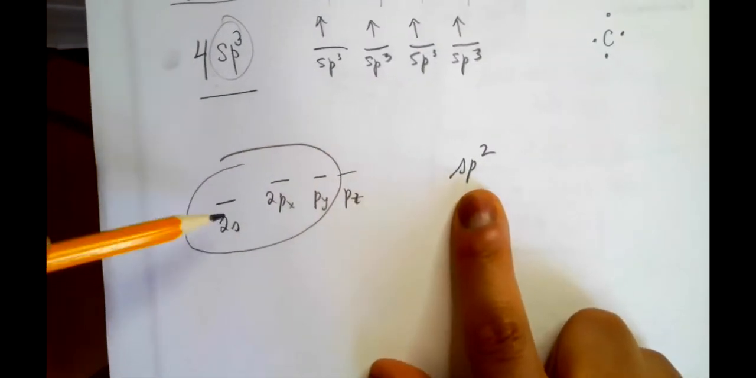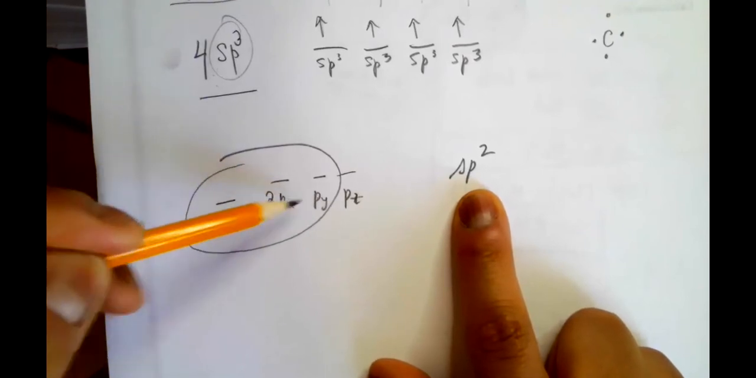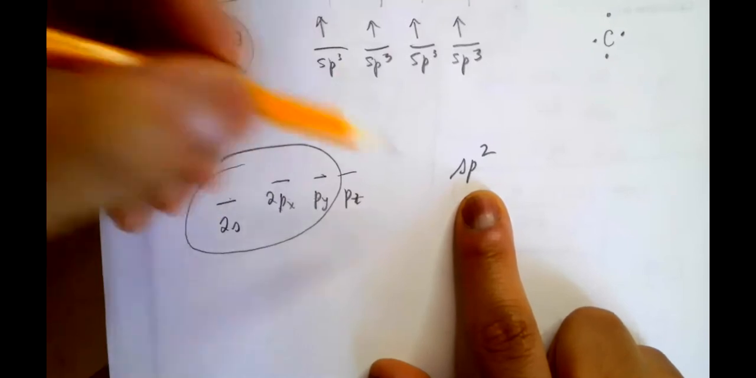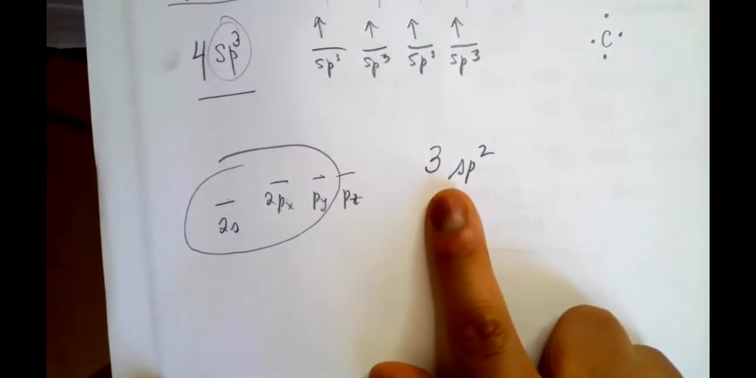So you will get what we call sp2 hybridization. Why is it called sp2? Because you're mixing the s with 2 p's. So you will get how many? You're mixing 3 atomic orbitals, then you will form also 3 hybrid orbitals.